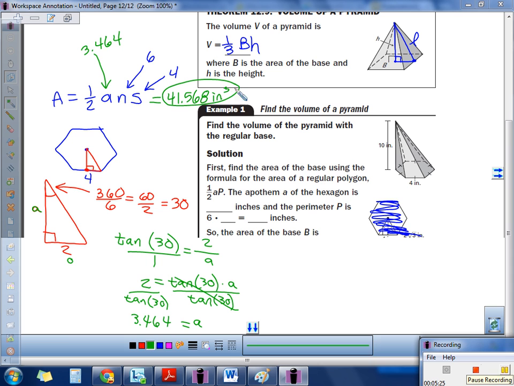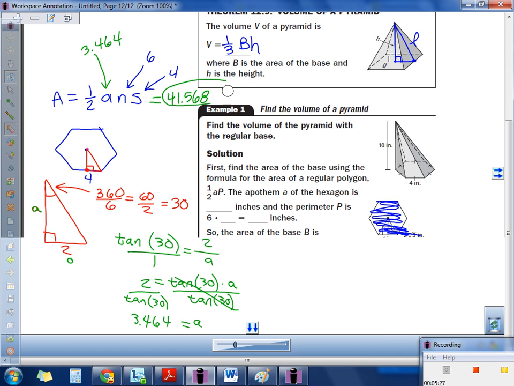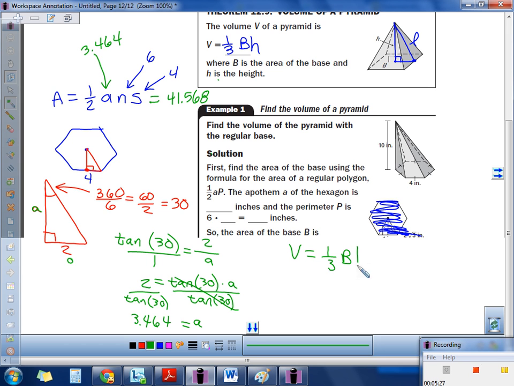Now, I did stop a little bit early. This piece is just our area. So we have to do a little bit more because we're trying to find volume. We're kind of celebrating a little bit early. However, this goes in for big B. So volume equals 1/3 big B times H. So now we know our big B, which was that 41.568.